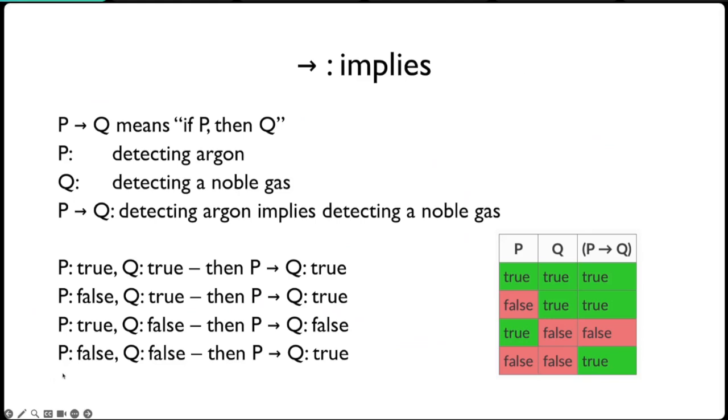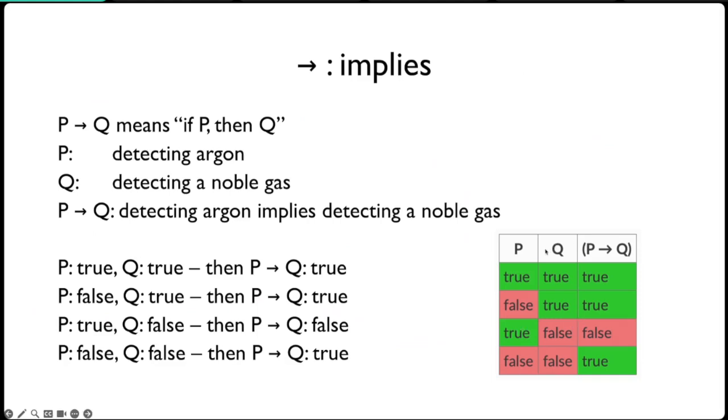This third example, well, I can believe that detecting argon leads to detecting a noble gas. I'm just not detecting argon right now. I'm not detecting a noble gas either. Okay, maybe I'm detecting hydrogen. Hydrogen is not a noble gas, nor is it argon. Okay, then P implies Q still holds. So this is the overall truth table.